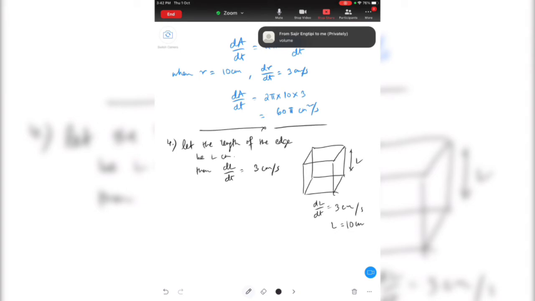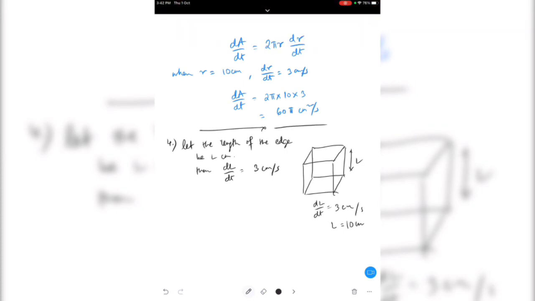Volume, we have to find volume. No, we don't have to find volume. They haven't told you to find the volume of the cube. They have told you how fast the volume of the cube is increasing. It means they have asked you to find the change in volume with respect to change in time. With time, how much the volume is increasing.